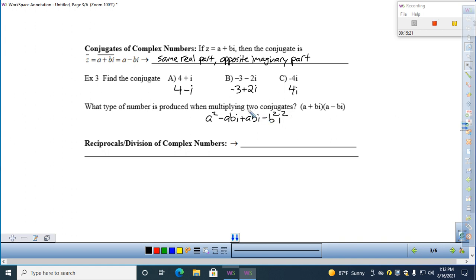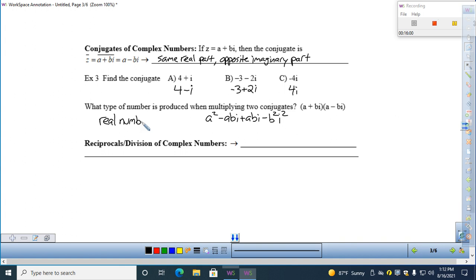What jumps out to me, of course, is look at the middle. Both terms that produce the imaginary part are opposites of one another, so don't these just cancel out? Then I'm left with negative b squared i squared. Well, isn't i squared just negative 1? So now that this is negative 1, doesn't this change that to just plus b squared? And so, a long story short, you just get a real number.